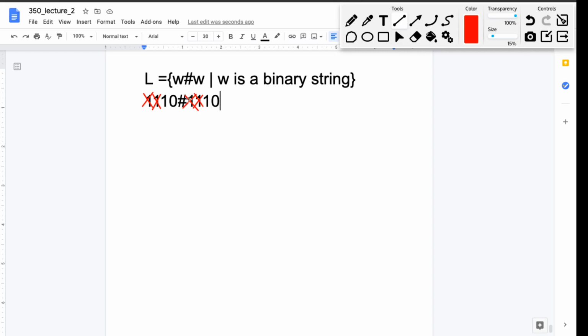At the end, when you cross out this 0, for example, you go back. If you see the cross and after it you see the pound sign, that means you're done. You just need to make sure that there are no other symbols on the right-hand side, because it's possible that, for example, you have 110 pound 110, and then 1, so the string on the right has more symbols than the string on the left. Okay, let's do it.